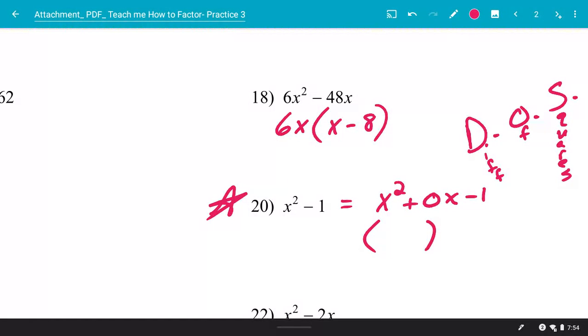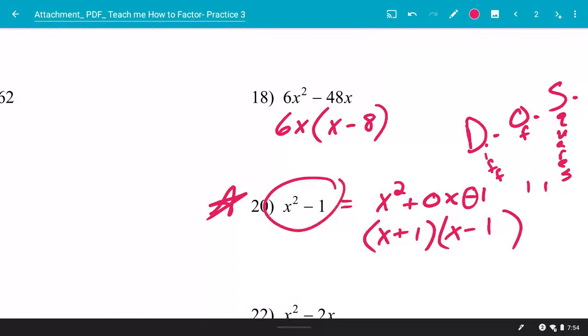So the long way is splitting signs, which is x and x. Signs are opposite, so plus and minus. Factors of 1 are 1 and 1. Which of those come together with opposite signs to give me a 0? 1 and 1. Hey, x plus 1, x minus 1. That's what I talked about.